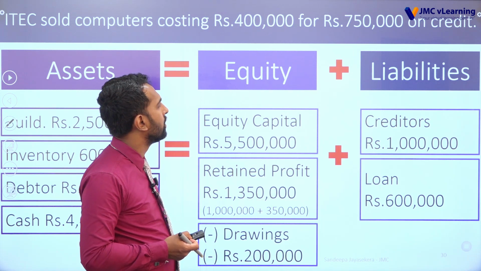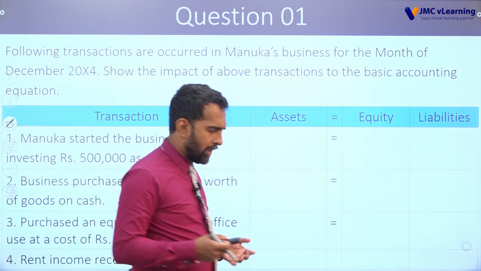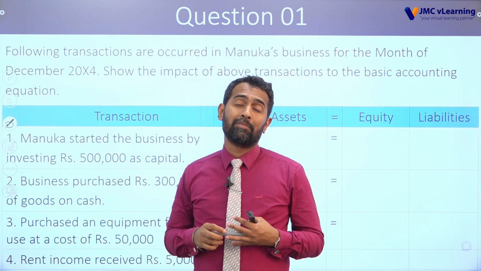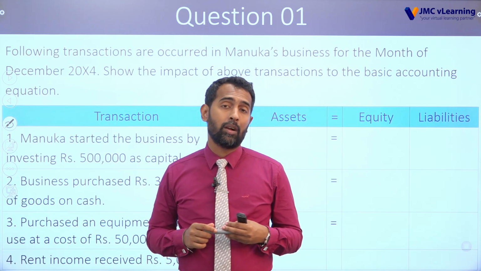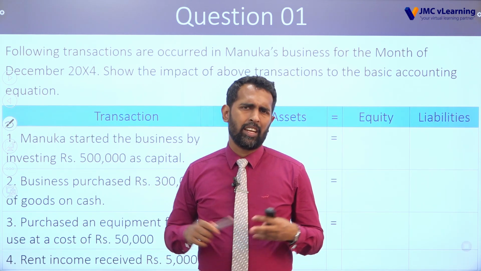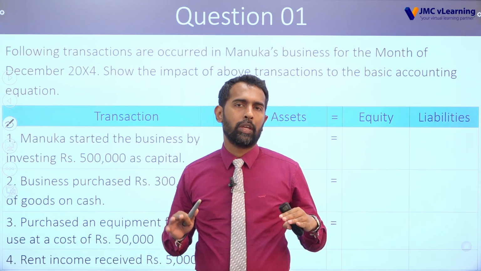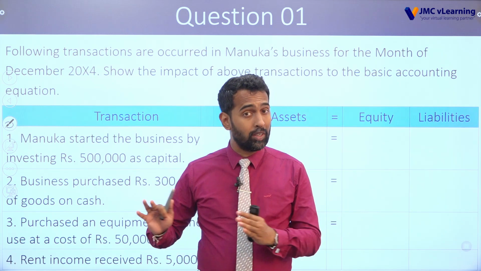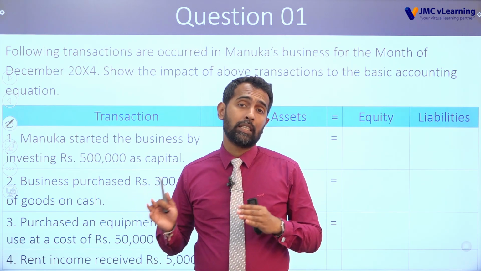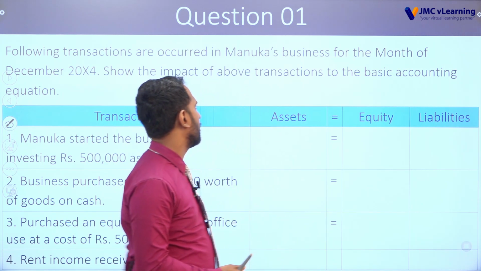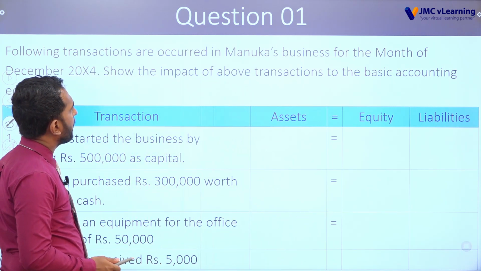Right. Okay, I think we have a good idea about how the basic accounting equation works. You can always see they are keeping that balance between the financing commitment versus the investment. In other words, assets equal equity plus liabilities. Let's do some questions. Okay.